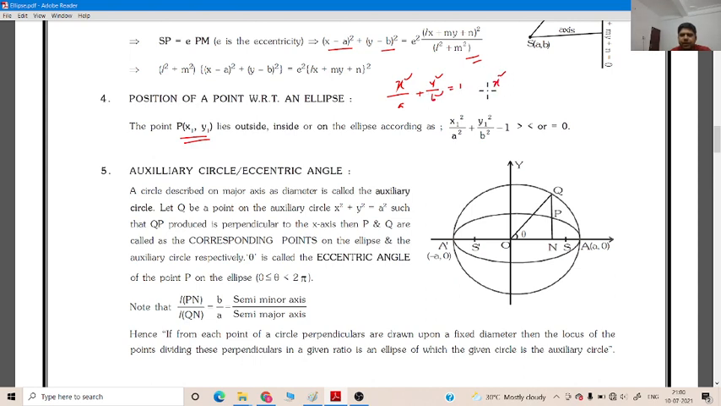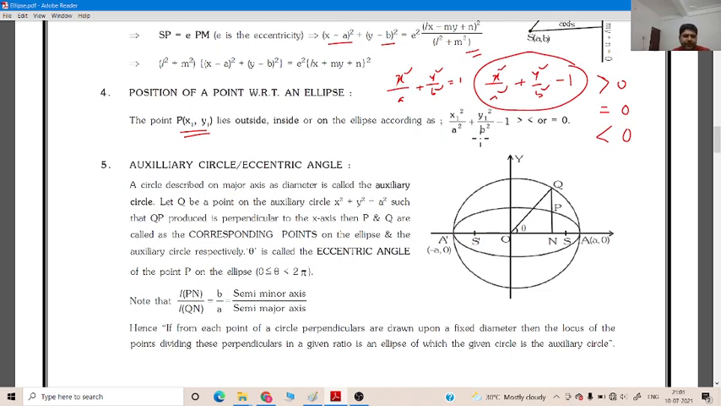x square by a square plus y square by b square minus 1. In this expression, I put this coordinate, in place of x put x1 and in place of y put y1. Putting this coordinate in the given expression, if this value is greater than 0, the given point always lies outside of the ellipse. Otherwise, if it is equal to 0, the given point lies on the ellipse. Otherwise, if this value is less than 0, the given point always lies inside the ellipse.